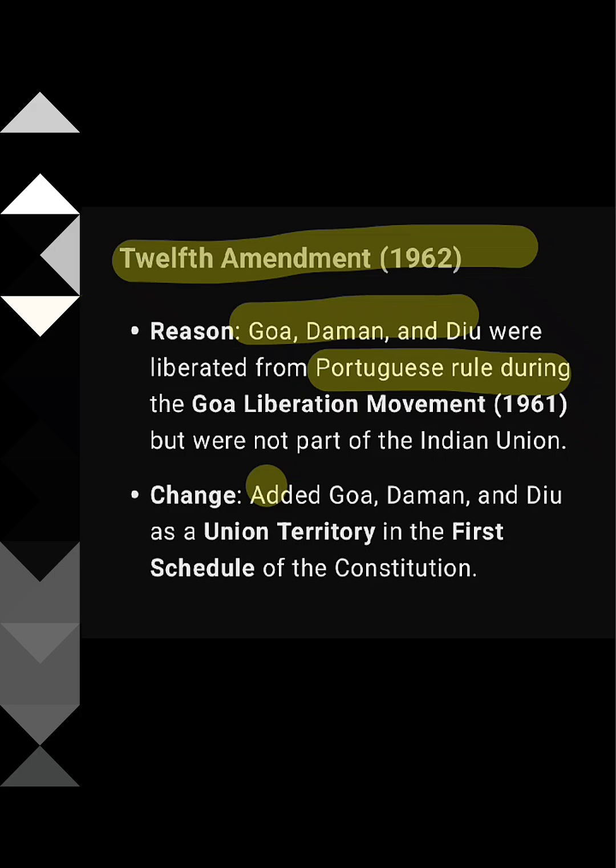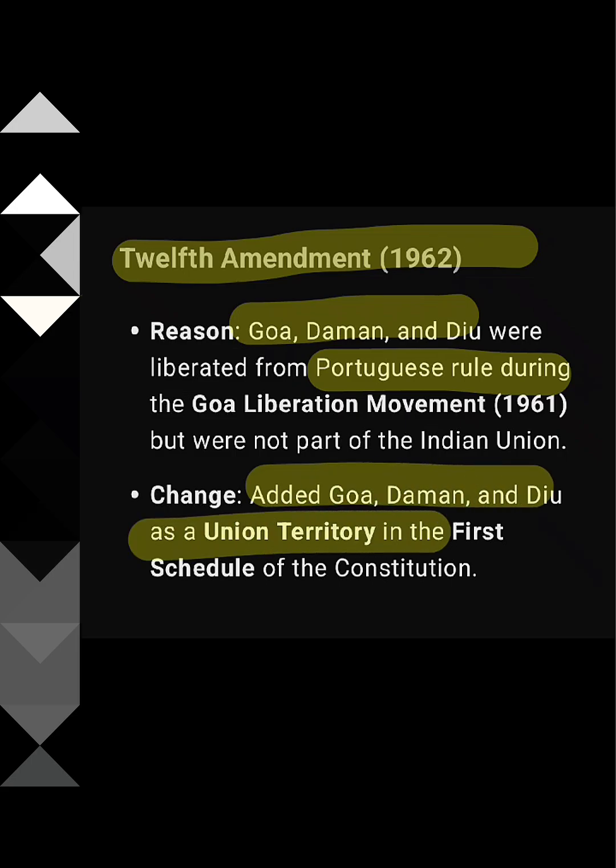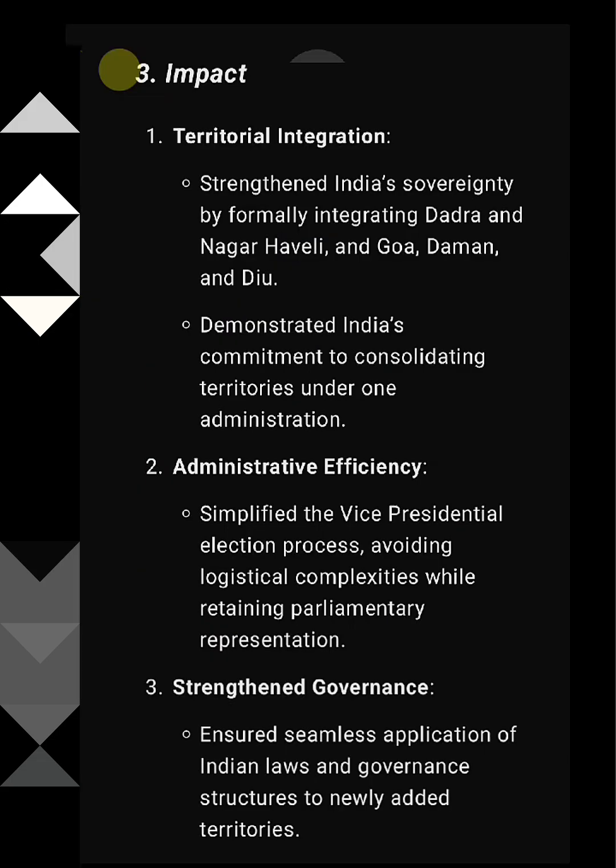But to formally integrate these territories into the Indian Union, we needed an amendment. And for this purpose, the 12th amendment was brought in. The 12th amendment was brought in to add Goa, Daman and Diu as a union territory in the first schedule of the Indian Constitution. Now let's address the last question, that is, what was the impact of these amendments?